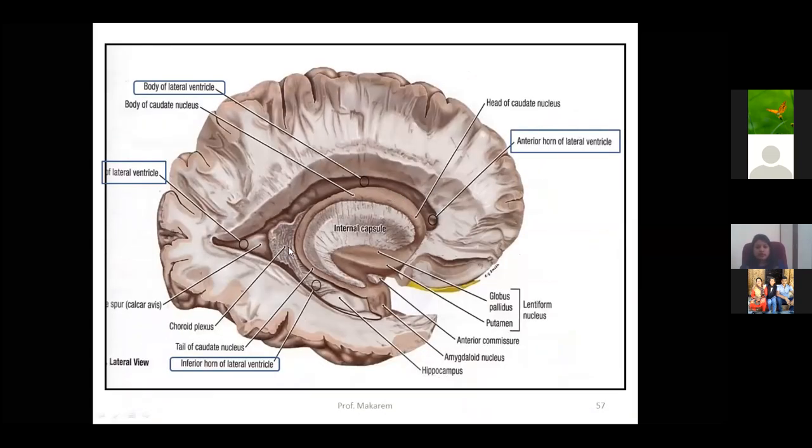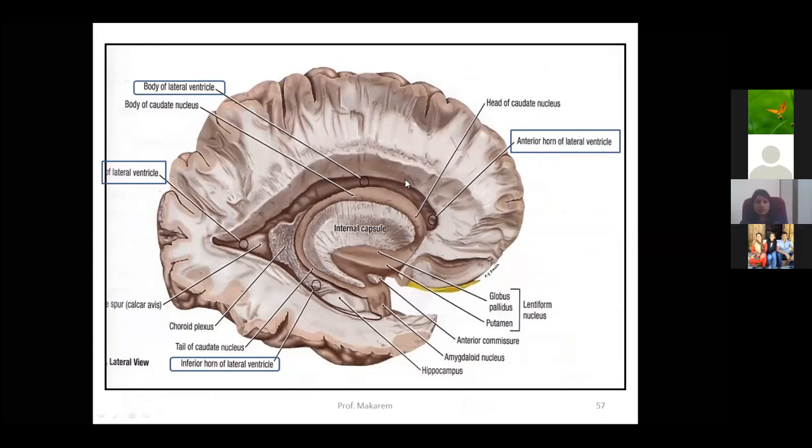So this again is whatever is present in the specimen. You can see the anterior horn in the frontal lobe. This is the central part, and this is the posterior horn in the occipital lobe, and the inferior horn in the temporal lobe.